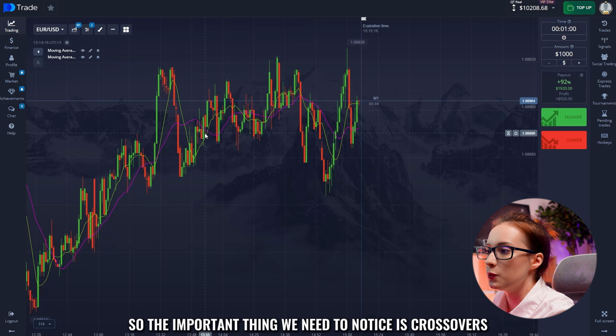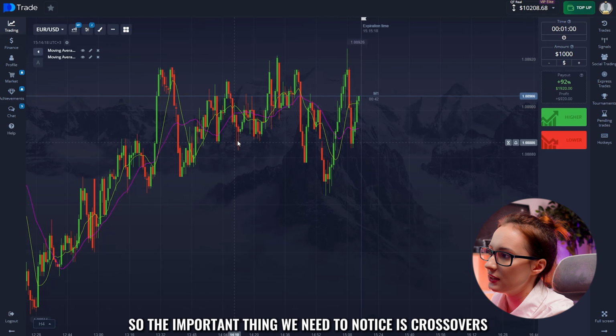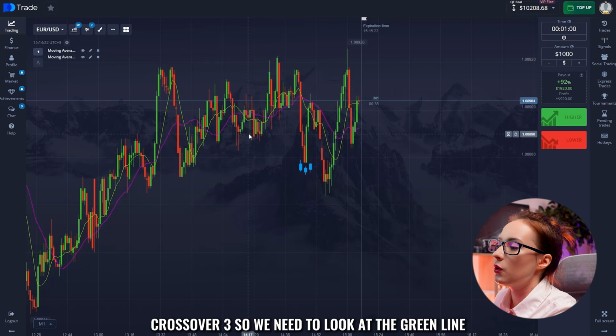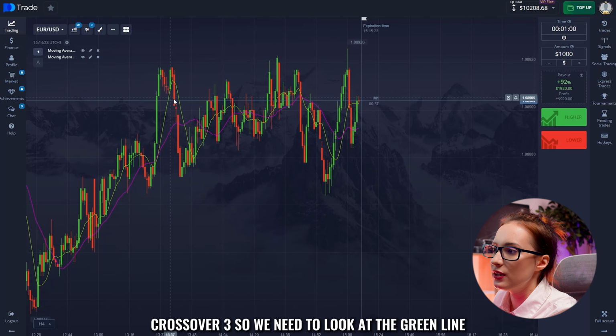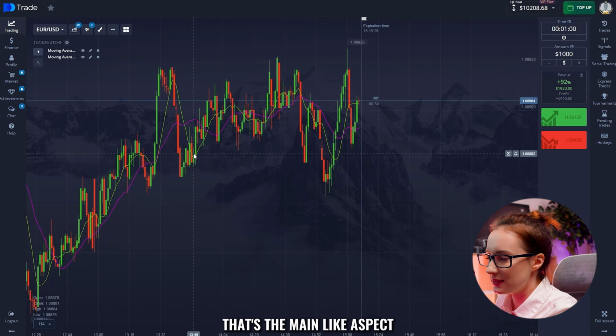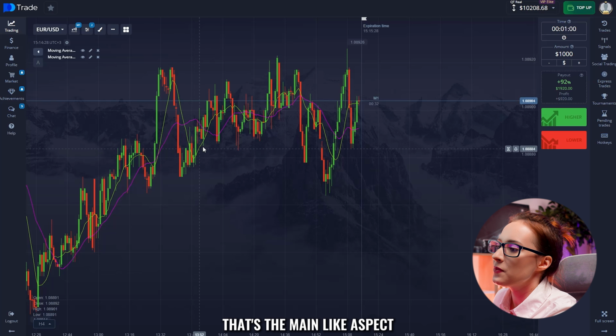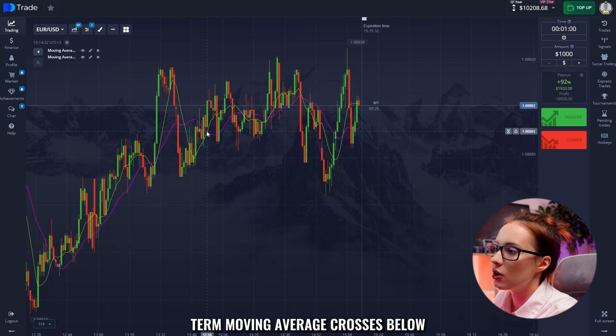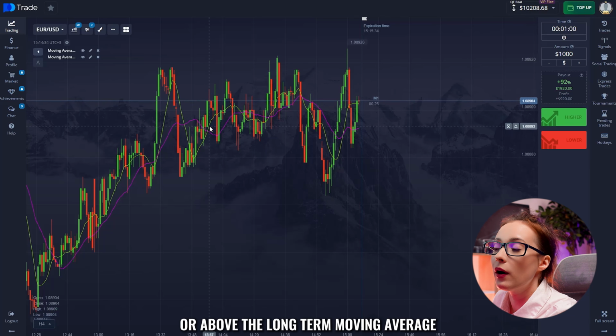The important thing we need to notice is crossovers. Here we are, crossover 1, crossover 2, crossover 3. So we need to look at the green line. That's the main aspect. We need to see if our short-term moving average crosses below or above the long-term moving average.